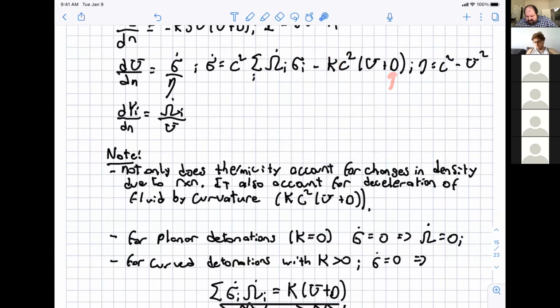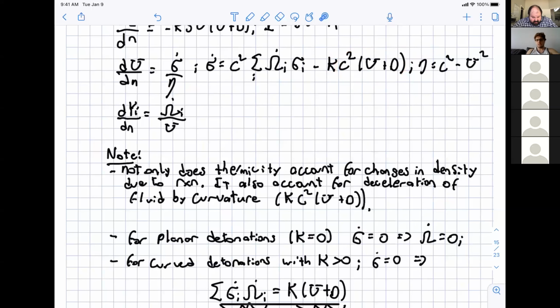And the detonation velocity is also greater than 0. So basically these terms here that I have circled are always positive. Kappa can be negative. This can account for a cylindrically imploding detonation, which there are reasons for. I'm not going to get into that in this class.